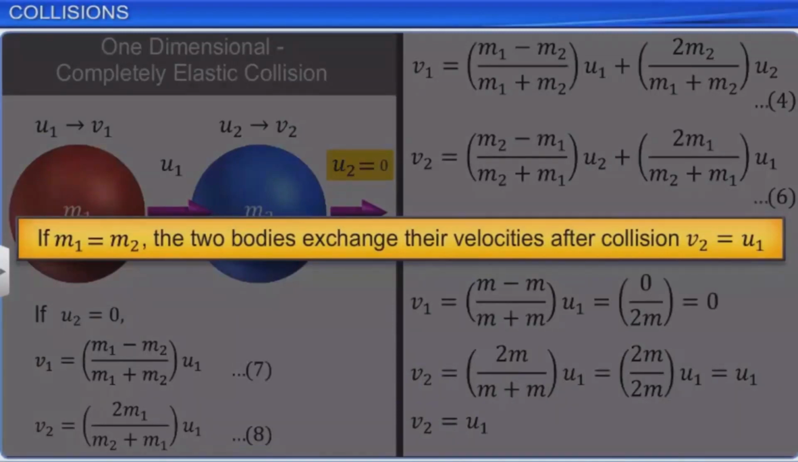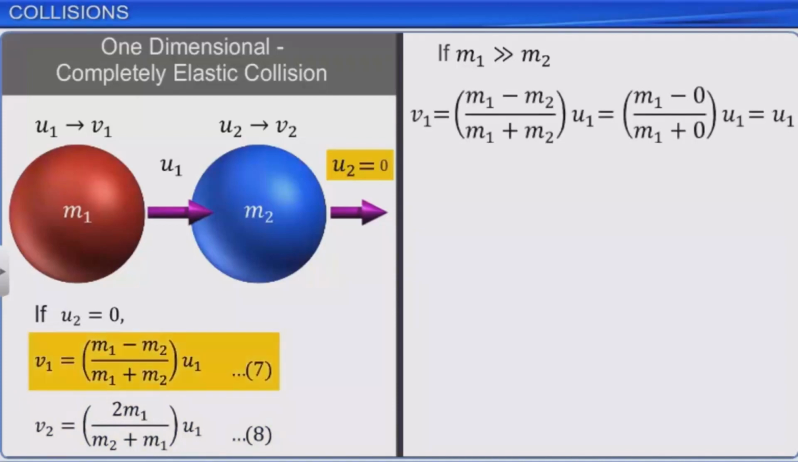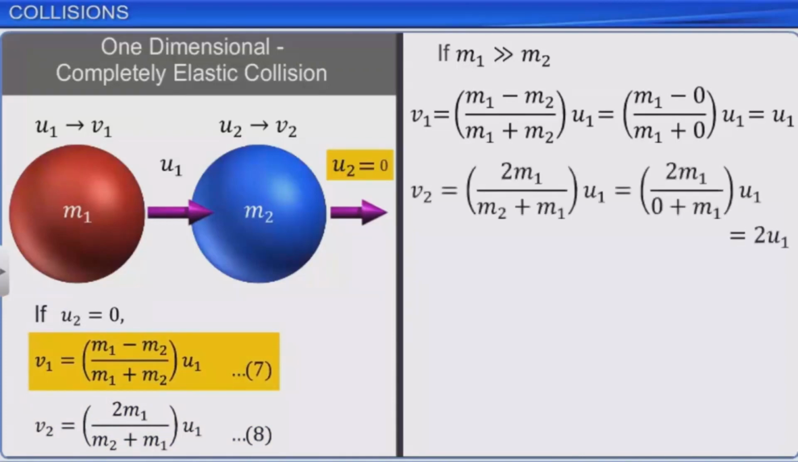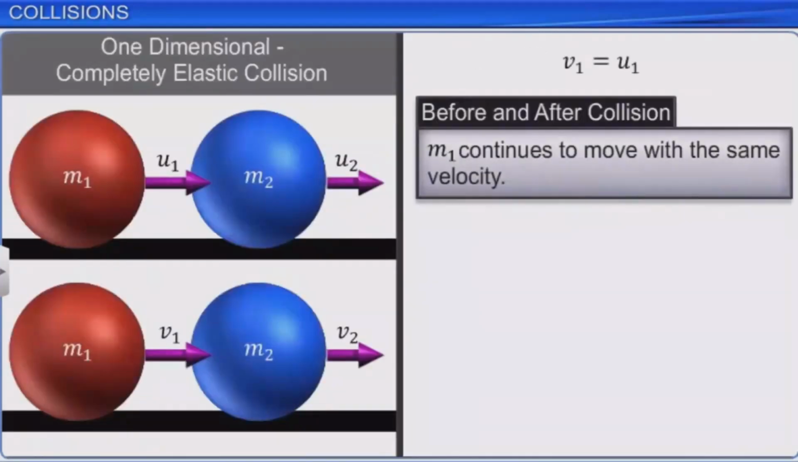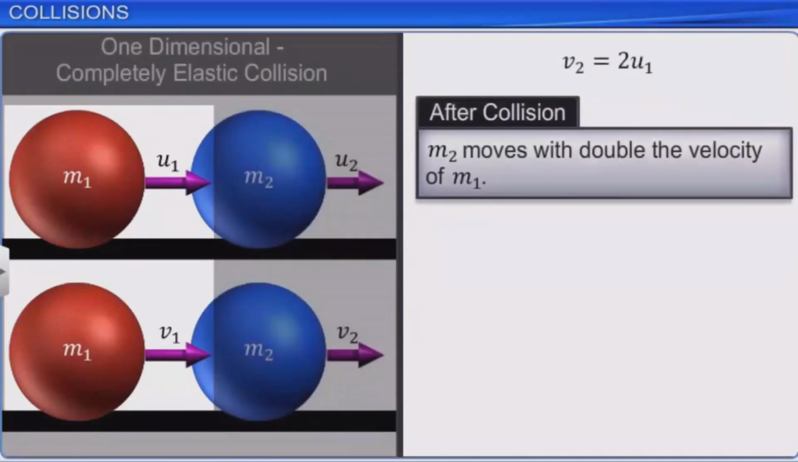If m1 is much greater than m2, then we neglect m2 in equations 7 and 8. Thus, we get v1 from equation 7 equal to u1, and we obtain v2 from equation 8 equal to 2u1. Therefore, in such a case, we see that m1 continues to move with the same velocity as it had before the collision, whereas m2 now acquires double the initial velocity of that of m1.